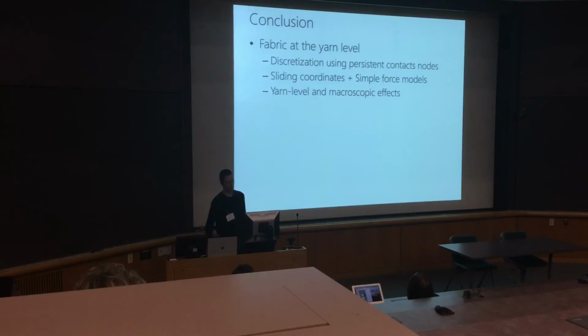So to conclude, I'm just presenting our work on fabric at the yarn level. It's a discretization that uses persistent contact nodes. Contacts are persistent, except when you actually do fracture, so you split the nodes. We use sliding coordinates, simple force models, and we achieve some nice macroscopic and microscopic effects.